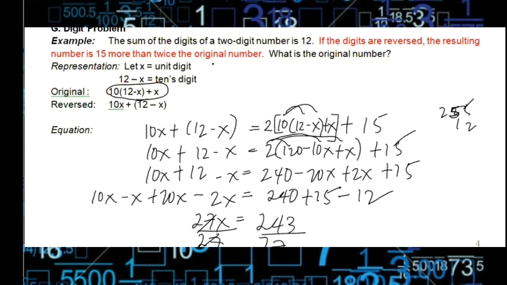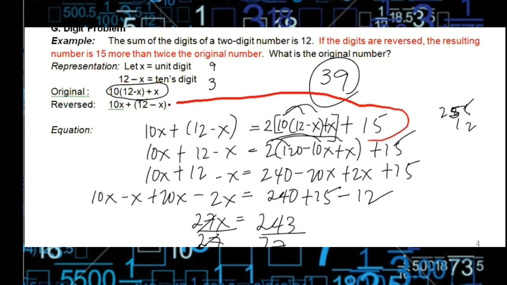Remember, it says here x is equal to 9. And the other one, 12 minus, what is our x? 9. So, 3. Then put them in order: 39. That is the final answer. So, that is how it is computed. This is your equation. So, your equation will be this one. It is that long.